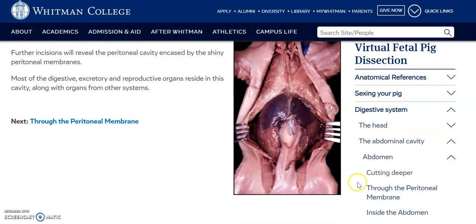So we're going to cut through now that peritoneal membrane. This is after cutting through the skin, the fat, and the muscle. We're going to cut through this little bag so that we can actually see our digestive system organs.